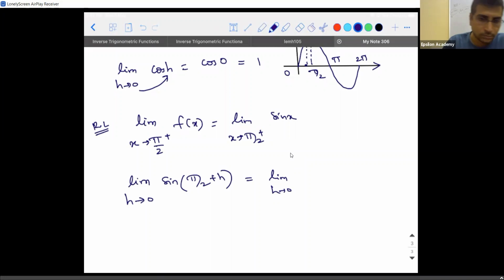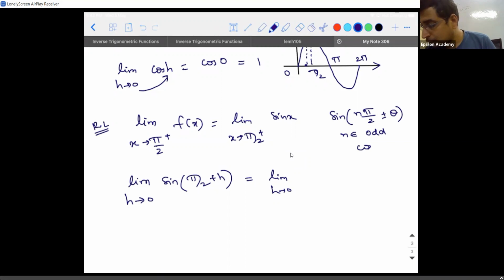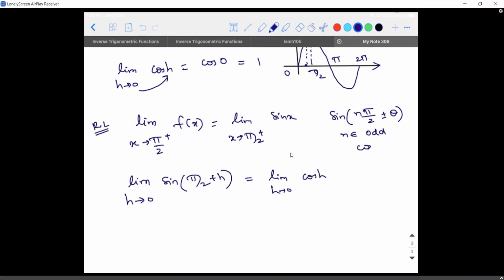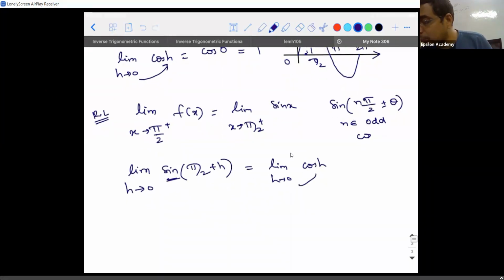This also we discussed, I gave you an example also: sin of n times pi by 2 plus or minus theta, where n is an odd number. It becomes cos h. Is it plus cos h or minus cos h? Plus cos h, because pi by 2 plus h is in the second quadrant, and sin in the second quadrant is still positive. As h tends to 0, substitute it here. You will get cos 0. Answer is 1.